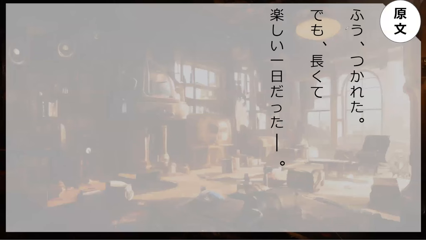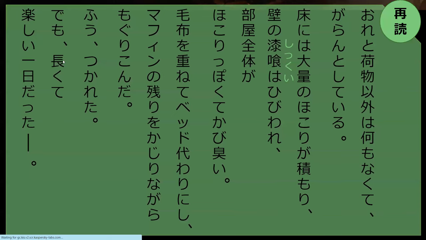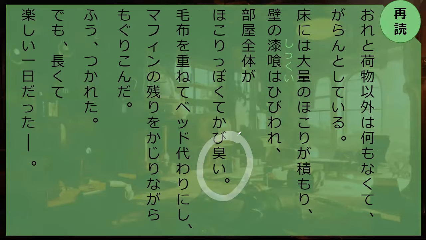Tsukareta. I'm tired. Demo, however, nagakute tanoshii ichinichi datta. It was a long, fun day. Perfect. And do you remember how to read this word? Kusai. What did kusai mean? Smelly, bad smell. Bad smell. How about this word?